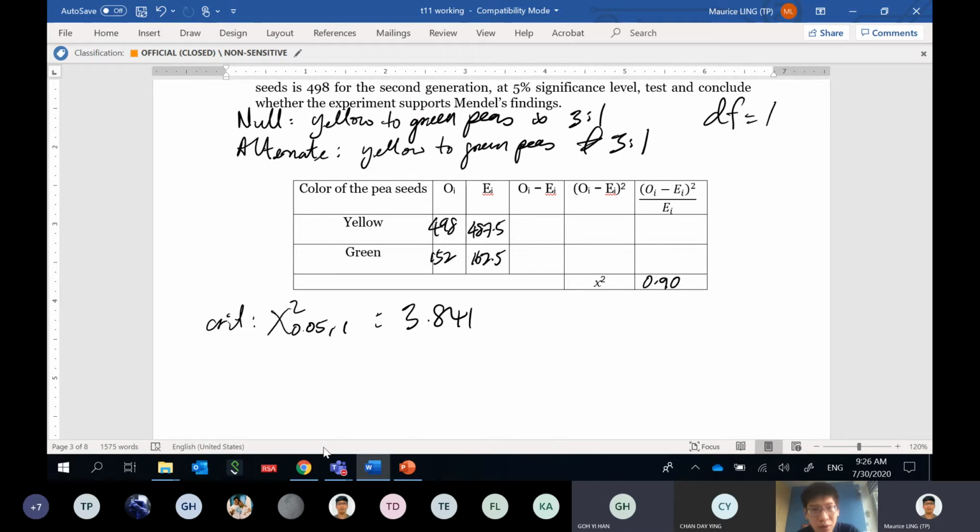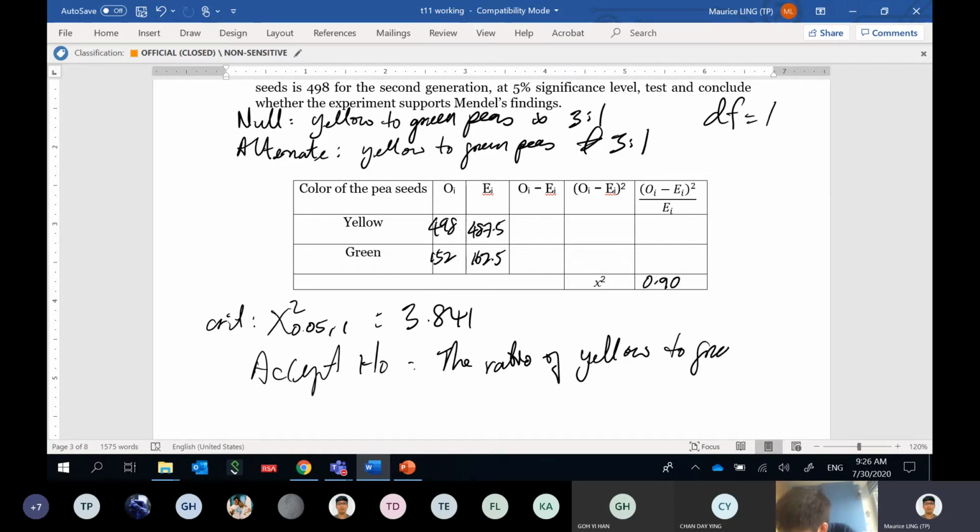Okay. So then, do you accept or reject the null hypothesis? We accept the null hypothesis. So what does it mean? This means that the yellow to green pea is 3:1. Okay, so it's a bit different. What you need to say is, it means that the ratio of yellow to green pea is 3:1. Okay, yeah. Okay, so that makes your life easier.